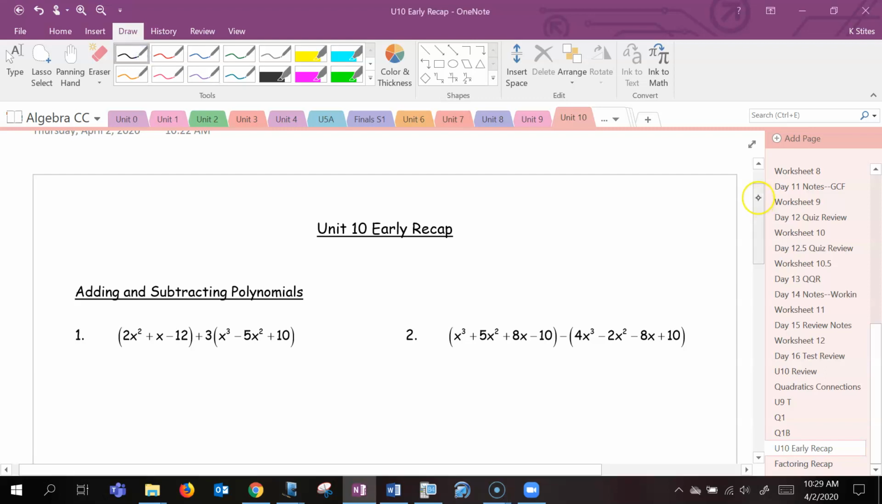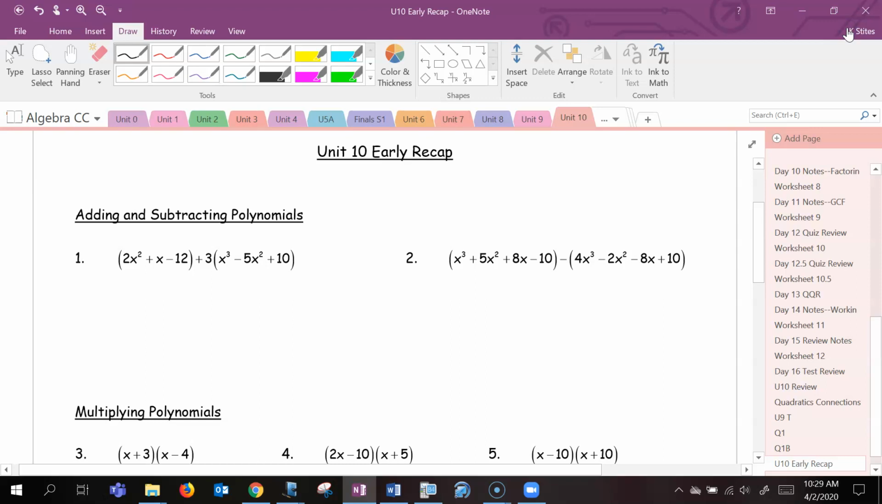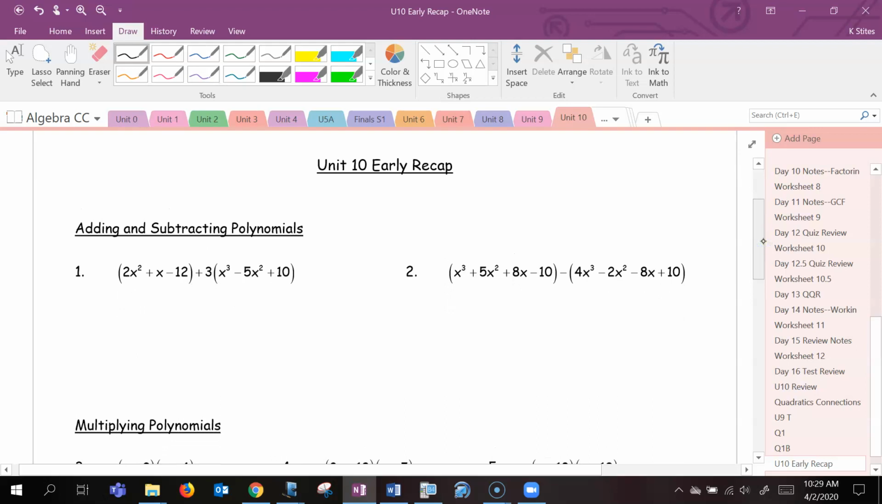Okay? So because we haven't talked about Unit 10 in like a month at this point, we're just going to do a quick recap of the early part of Unit 10. So the first thing we're going to review is adding and subtracting polynomials, and this is really just combining like terms. You'll notice that there's just a 1 in front of this parentheses, so if we distribute, that's fine, but distributing a 1 doesn't really do anything. So I'm just going to bring everything down here.